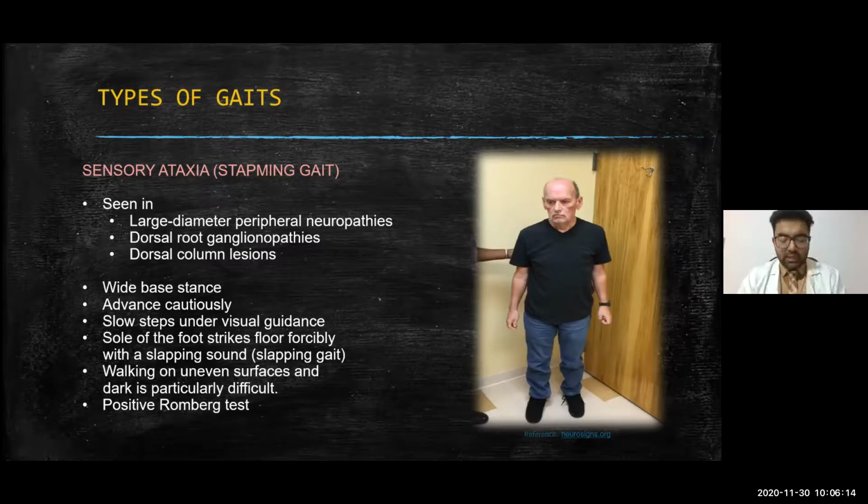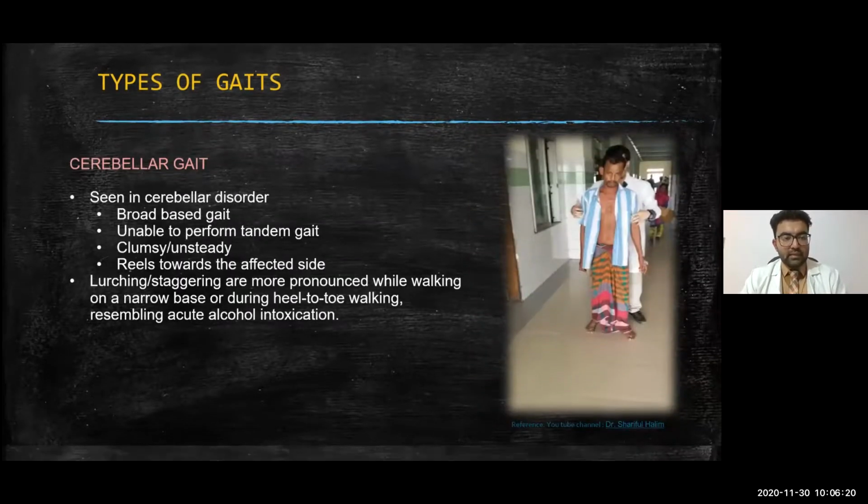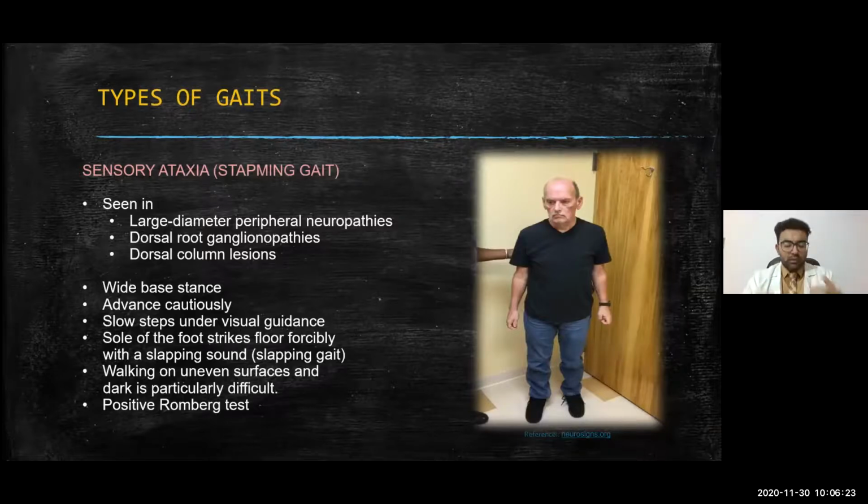So there are lots of similarities between the cerebellar gait and the sensory ataxia. I want to explain how these things work. Basically, the cerebellum plays an important role in maintaining balance and equilibrium, and it requires inputs from three things. One is visual input. Second is the vestibular nerve, and third is proprioception from the peripheral nerves. In order to maintain balance, you need at least 2 out of 3.